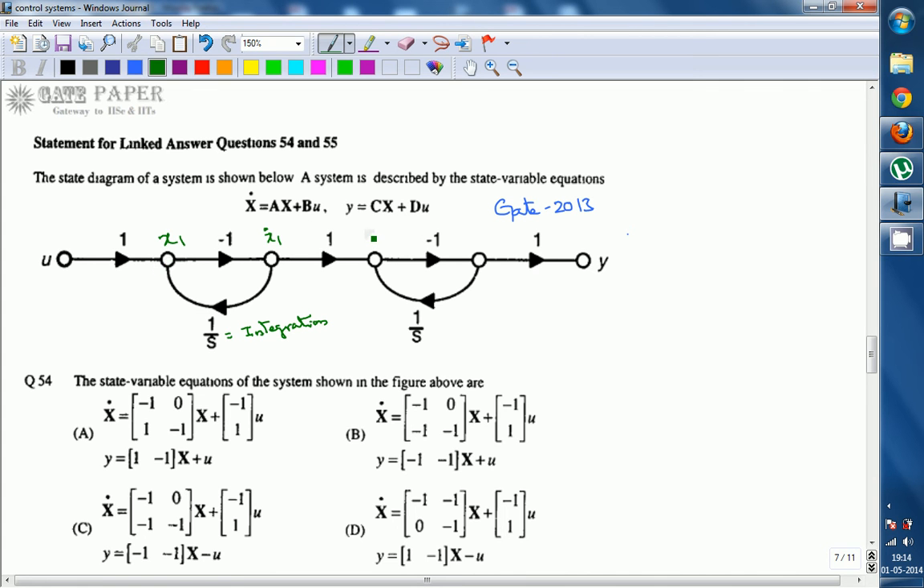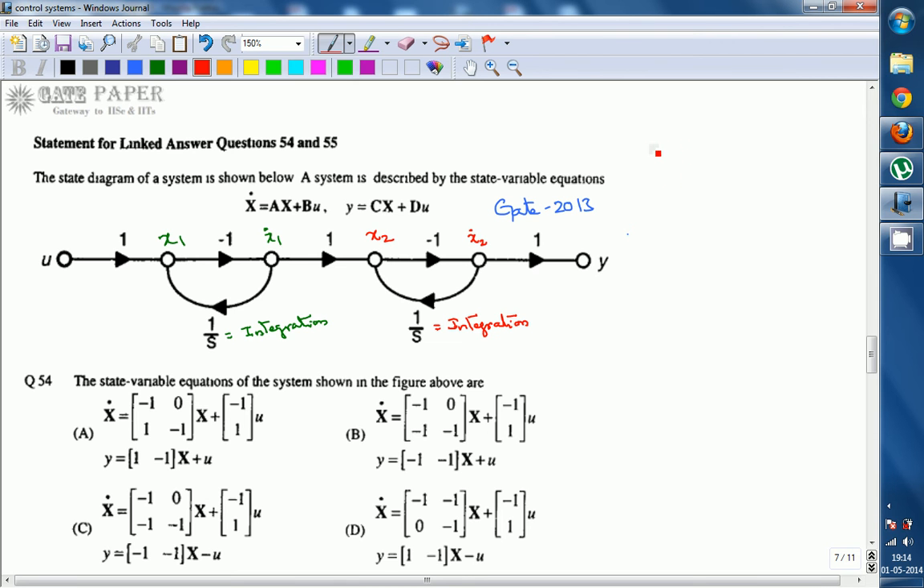Another variable here is x2, and this I consider as x2 dot. Again this 1 by s indicates integration, so by applying integration to x2 dot we will get x2 here. So like this we have two variables x1 and x2. Now we need to write the algebraic equations in terms of x1 and x2.